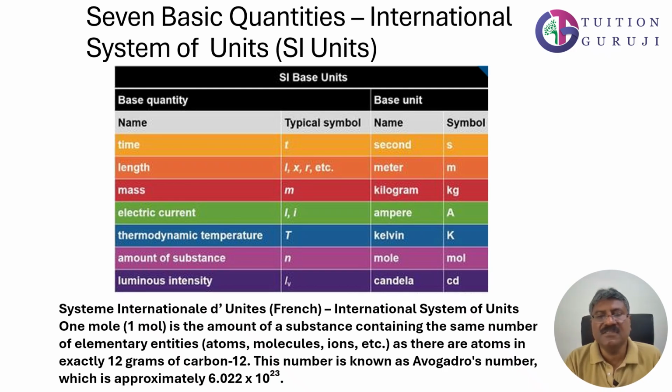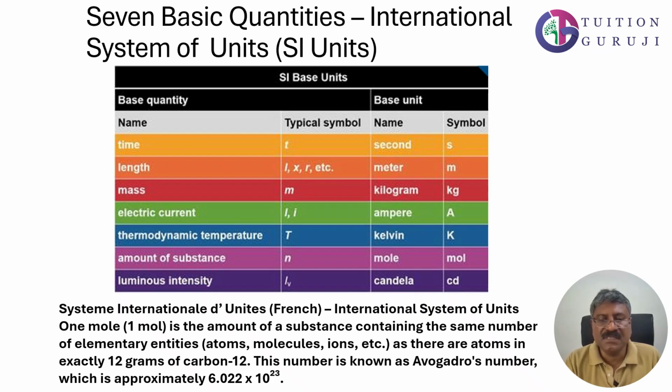We have already discussed that there are 7 base quantities in the SI system of units, the international system of units. For time it is second, symbol s. For length it is meter, symbol m. For mass it is kilogram, symbol kg. For electric current it is ampere, symbol capital A. For thermodynamic temperature it is kelvin, capital K. For amount of substance it is mole, mol, and for luminous intensity it is candela, cd.